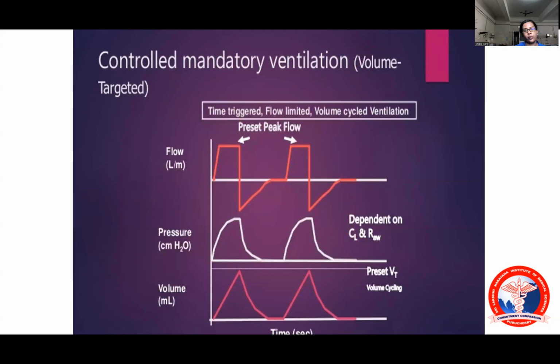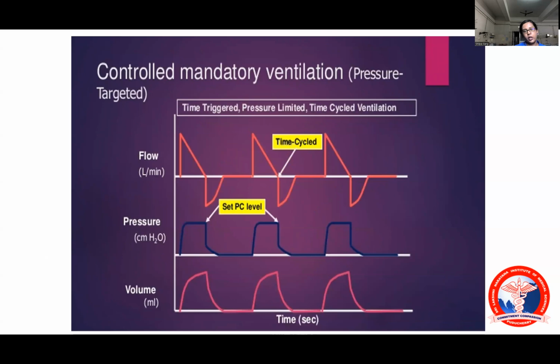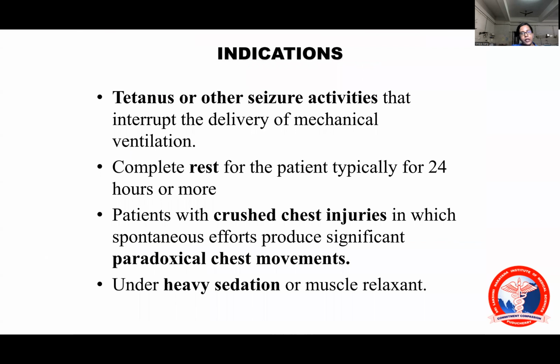So this is volume control mode. The peak flow will be in a square waveform, whereas in pressure control, it will be in a decelerating waveform, either an ascending or descending ramp waveform.